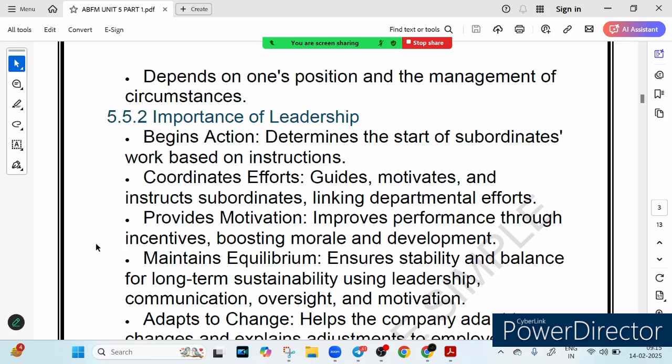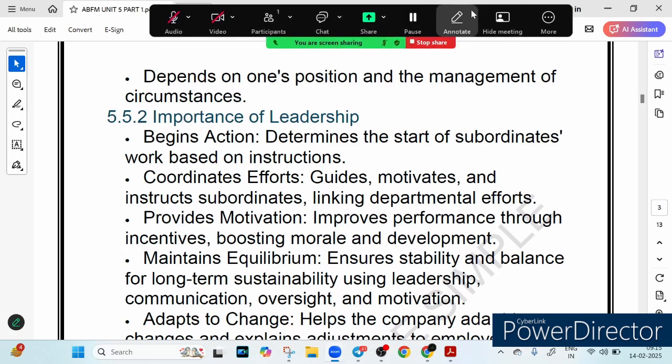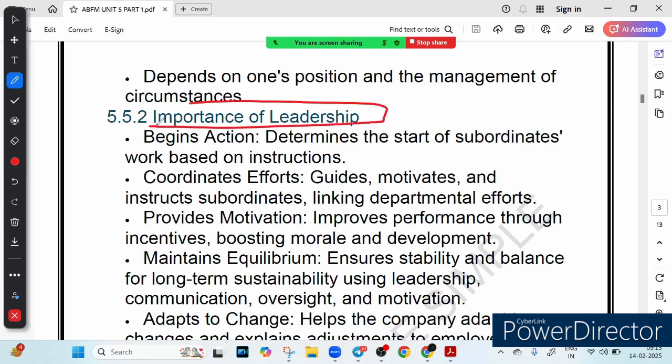So friends, ever wondered why some companies thrive while others struggle? The answer often lies in how well they are led. So let's decode this in the simplest way possible. The question is, why is leadership important? That is what we are going to answer now. Whenever we try to discuss something, try the question answer format. This is the easiest way to remember things.